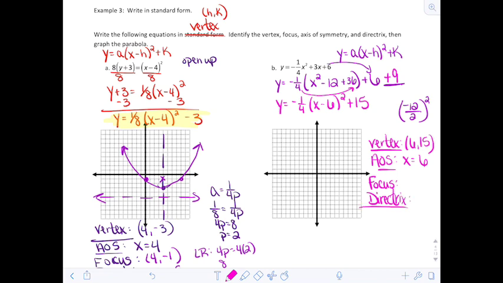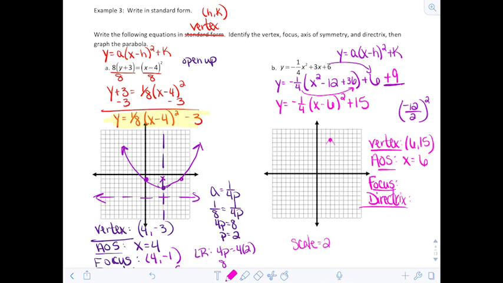Now because the vertex is at 6, 15, and these only go 10 up and 10 down, I'm going to use a scale of 2, which means every line will count as 2. So as I graph my vertex, I'm going to go over 6, 2, 4, 6, and up 2, 4, 6, 8, 10, 12, 14. 6, 15 is going to be right there. We know that it's going to open down, so I kind of get that started.